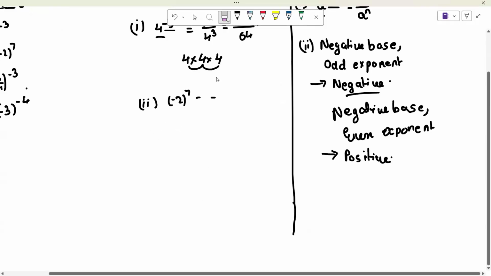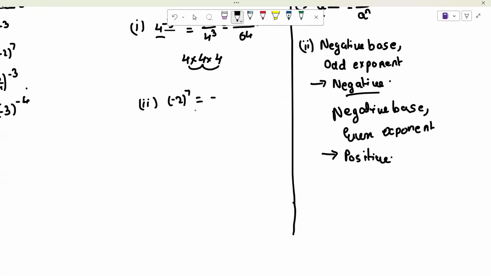Okay, so minus 2 power 7 is equal to minus... What is 2 power 7? Let's see, 2 into 2 into 2 into 2 into 2 into 2 into 2. So this will give you 128. 2 into 2, 4, 4 into 2, 8, 8 into 2, 16, 16 into 2, 32, 32 into 2, 64, and 64 into 2, 128. So that we calculated, and as it has an odd exponent and negative base, it will become minus 128.